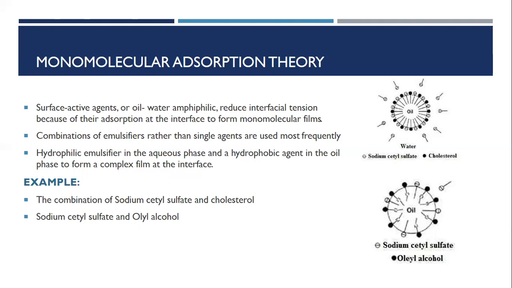The examples include the combination of sodium acetyl sulfate and cholesterol and the sodium cetyl sulfate and oleyl alcohol. These are mixtures of emulsifying agent at the oil water interface. The combination of sodium acetyl sulfate and cholesterol leads to a complex thin film that produces an excellent emulsion. Then sodium cetyl sulfate and oleyl alcohol do not form a closely packed or condensed film. Consequently, their combination results in a poor emulsion.